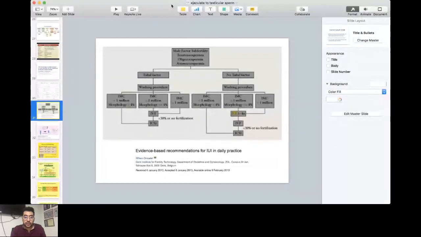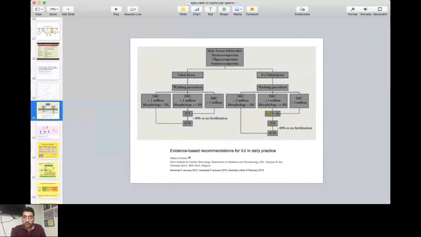Okay, so the first question is, what is the recommended cutoff for count, motility, and morphology for IUI? Now, if you were not there in my last webinar, I'll just open one of those slides, because we had this discussion in the previous webinar as well. There is this fantastic study which came out from William Ombelet, and he basically took into consideration only the inseminating motile count, right? So what do we mean by inseminating motile count? Let me just open the flowchart for you.